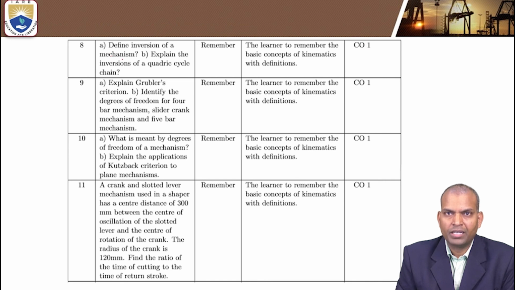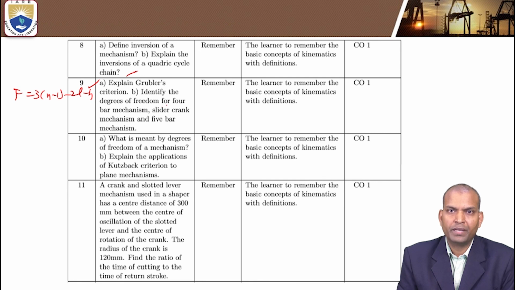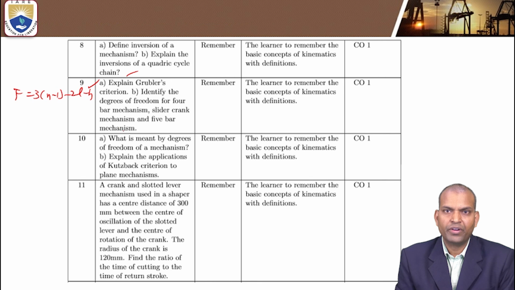Define inversions of a mechanism. Explain the inversions of quadric cycle chain. This quadric cycle chain is nothing but the 4-bar chain. Explain Grubler's criterion. What is Grubler's criterion? 3 into (n minus 1) minus 2l minus h. We have to explain it. That is the degree of freedom. Identify the degree of freedom: 4-bar mechanism equals 1. Slider crank mechanism is also equal to 1. But a 5-bar mechanism will have more than 1.